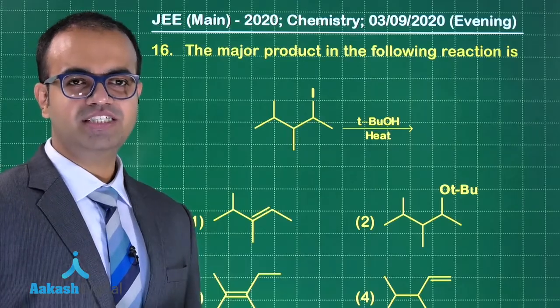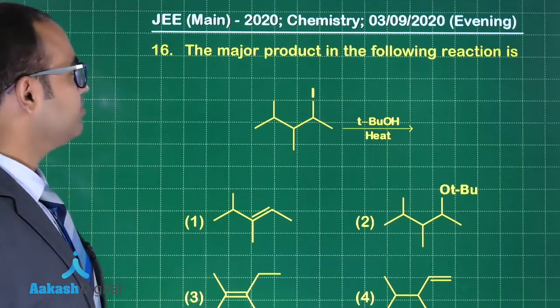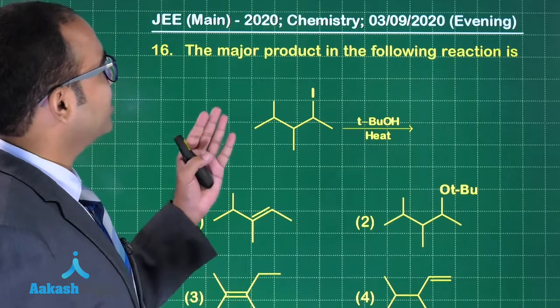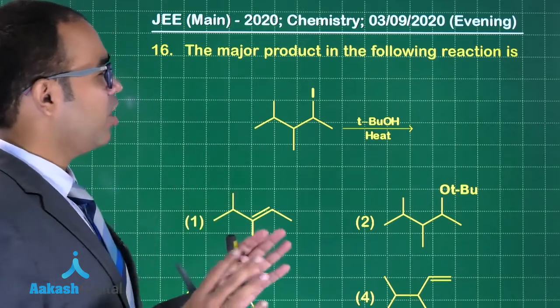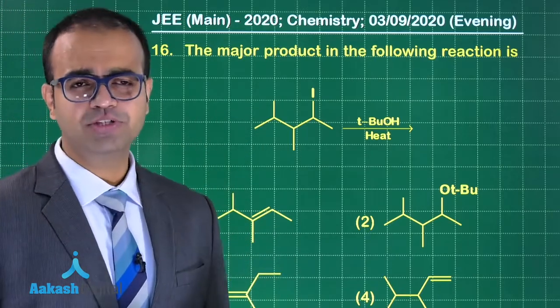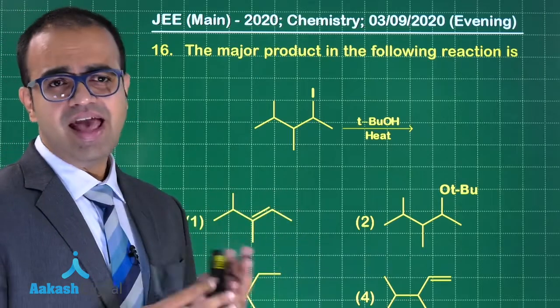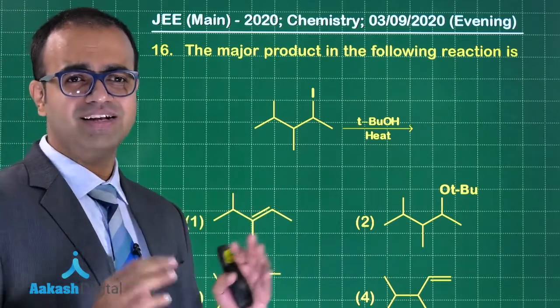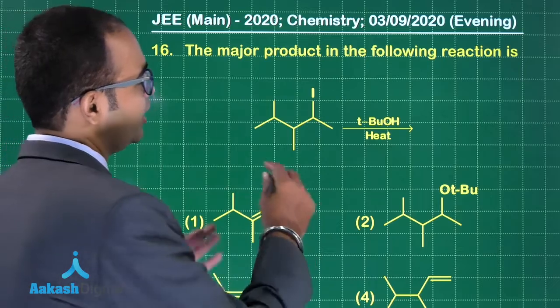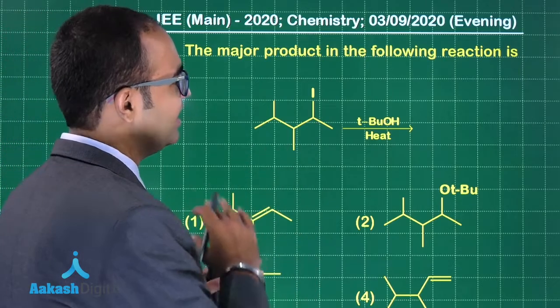Let's solve question number 16, guys. The major product in the following reaction. I strongly suggest that before looking at the options, you solve this question and then you look at the options. It becomes a little easier, guys. So what you're doing, you're adding a tertiary butyl alcohol and heating this.